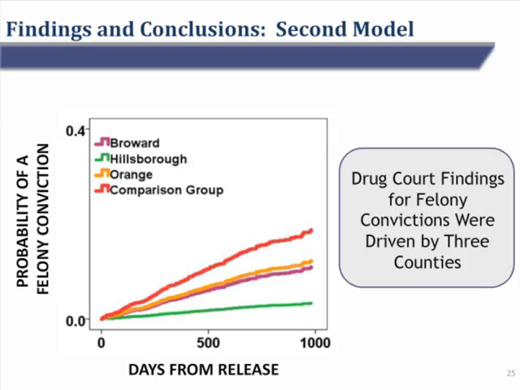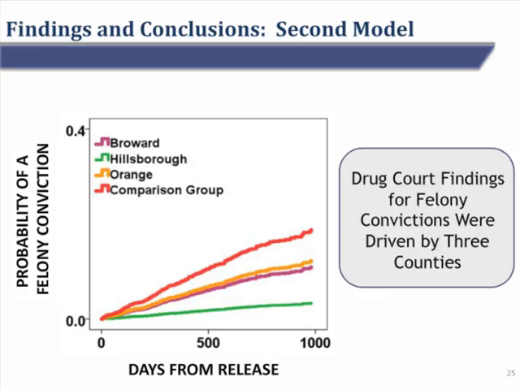Our second model tested whether drug court participants from some counties were less likely to recidivate than others, and we found that the 3 counties plotted here drove the lower drug court recidivism finding. Now, looking a little bit closer at these counties, the first thing I want to note is that participants from these counties made up well over 50% of the cases in our analysis. So naturally, how those counties performed was going to influence our outcome.